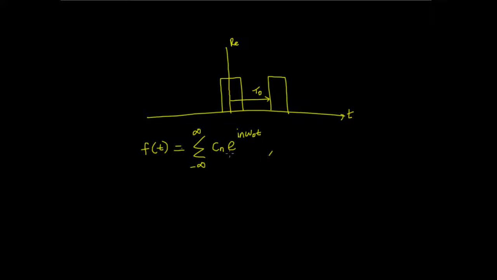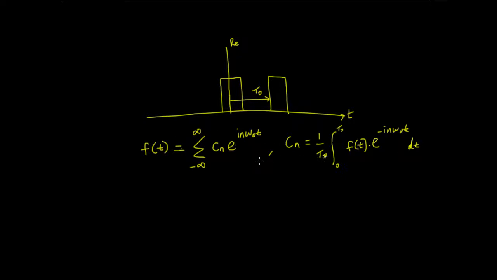Now we can find the values of Cn using our dot product, and our dot product can be written as 1 upon t0, the integral from 0 to t0 of our function f of t times the basis. The basis is e to the minus I n omega naught t by dt. So we derived that in the previous video.